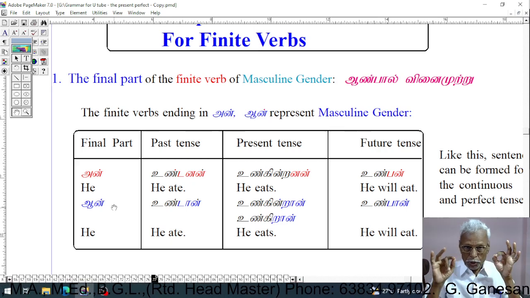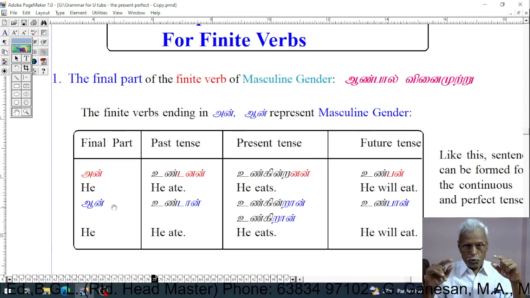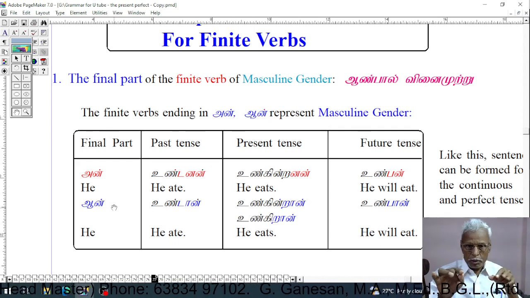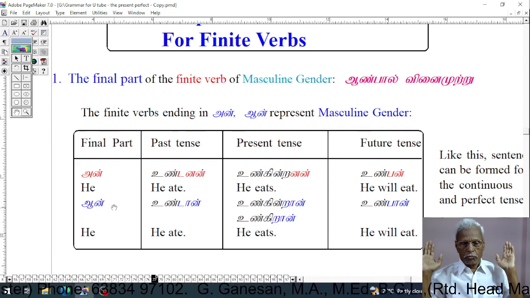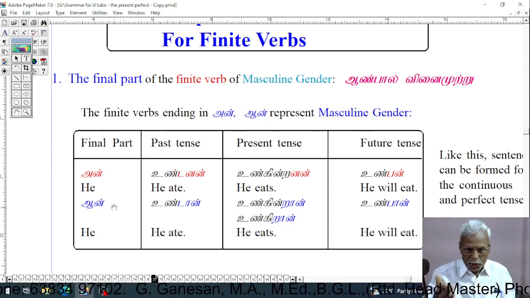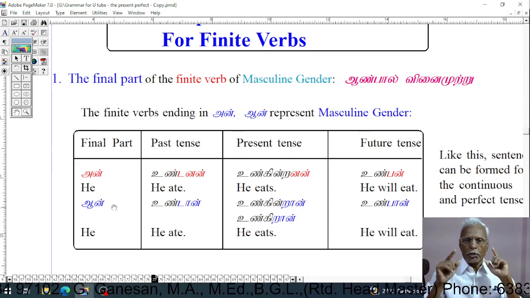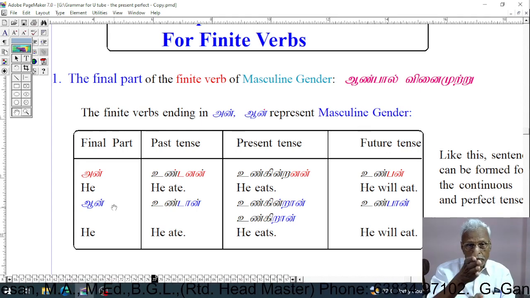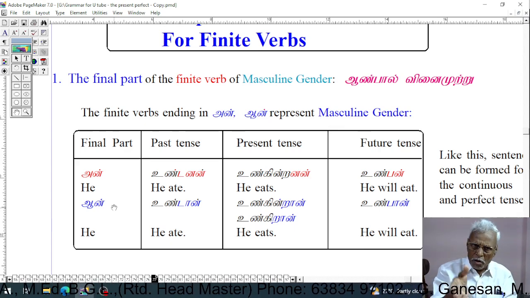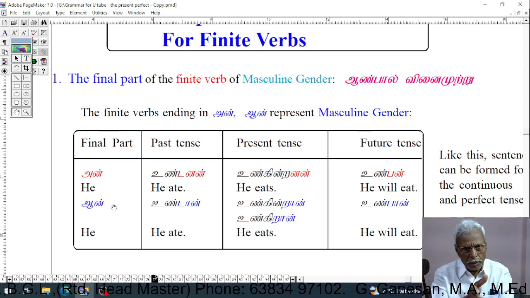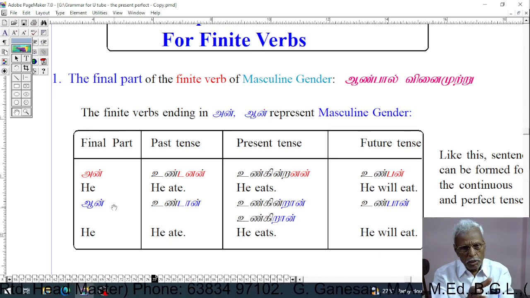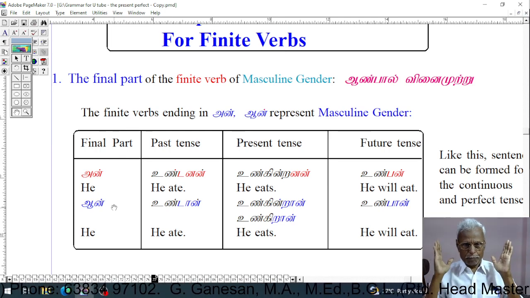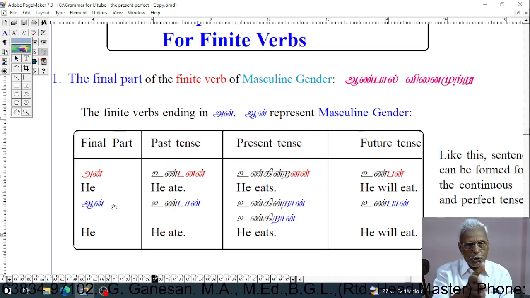See, undan, past; ungindran, unban. He ate, he eats, he will eat. So, regarding the masculine gender, it is enough if you know that a finite verb in all the nine tenses should end in on. When we speak and write, the final part of the verb should end in on.